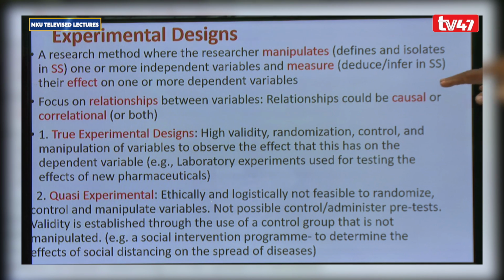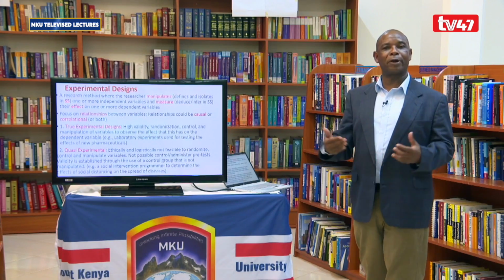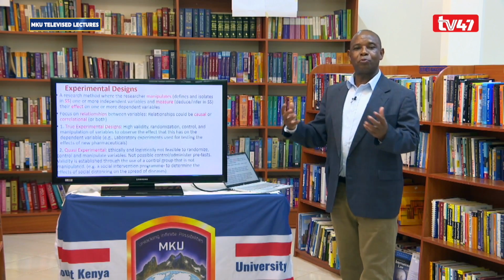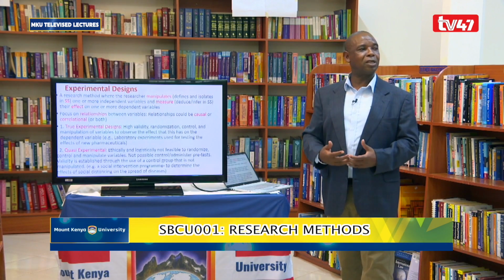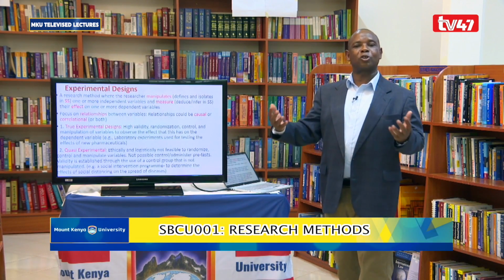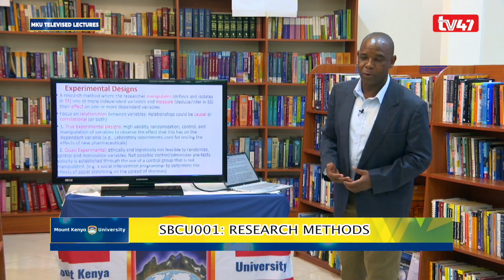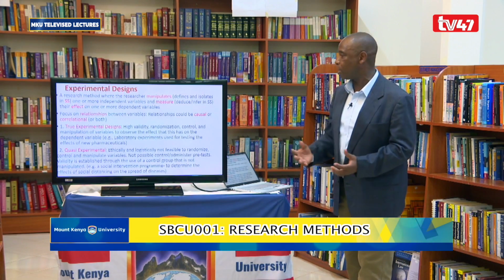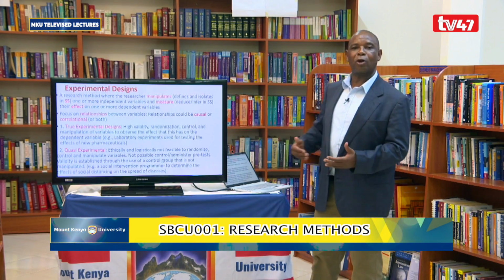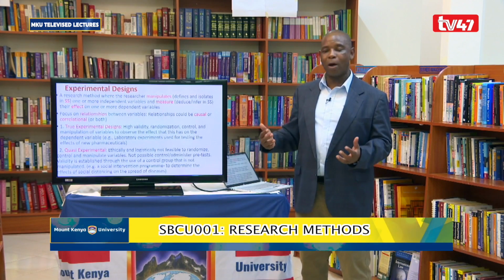Then you have what we call quasi-experimental designs, where ethically and in terms of logistics, you cannot take human beings to a laboratory. You cannot manipulate the behavior of people. You want to study the effects of certain things in society. You can logistically not do that. You cannot contain people in a laboratory. But you are also interested in validity. How do you go about this?